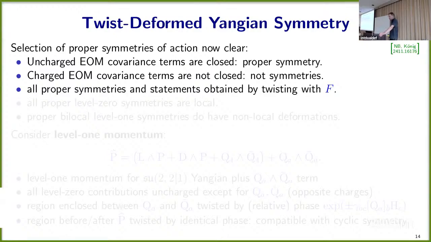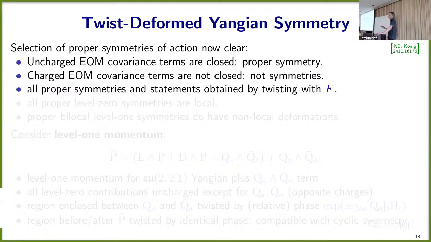And we can now apply this to twist-deformed Yangian symmetry. The selection of proper symmetries in this procedure is clear. Basically, all uncharged equation of motion covariance statements happen to be closed, and they give you a proper symmetry. They are closed because you can use this twisting procedure to obtain them. But all the charged equation of motion covariance terms are not closed, and thus they're not symmetries.